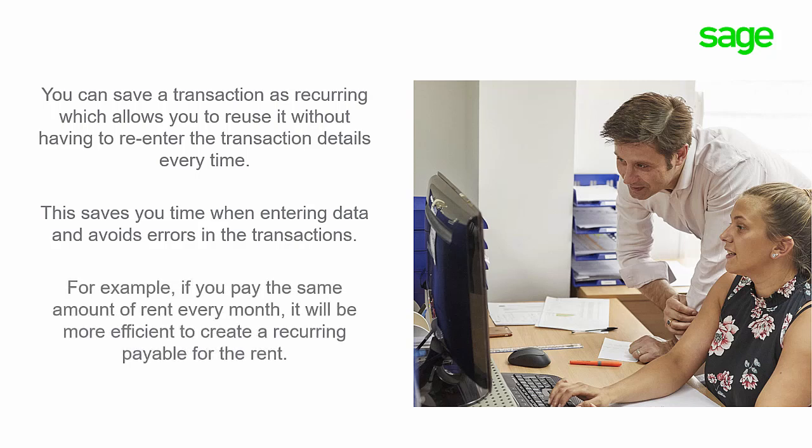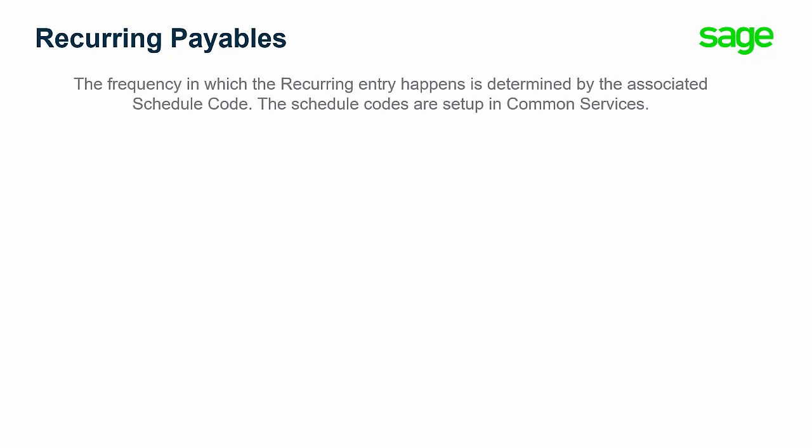For example, if you pay the same amount of rent every month, it will be more efficient to create a recurring payable for the rent. The frequency in which the recurring entry happens is determined by the associated schedule code. The schedule codes are set up in Common Services.